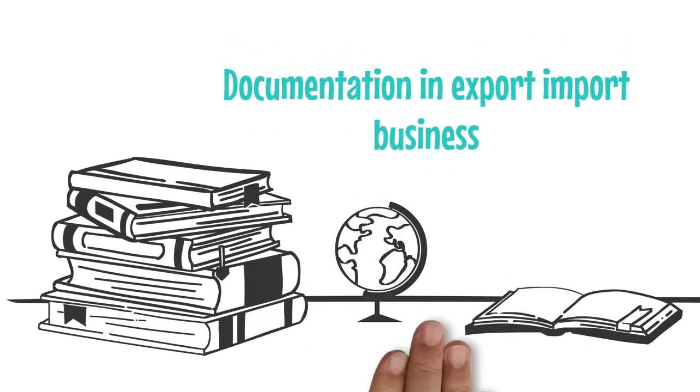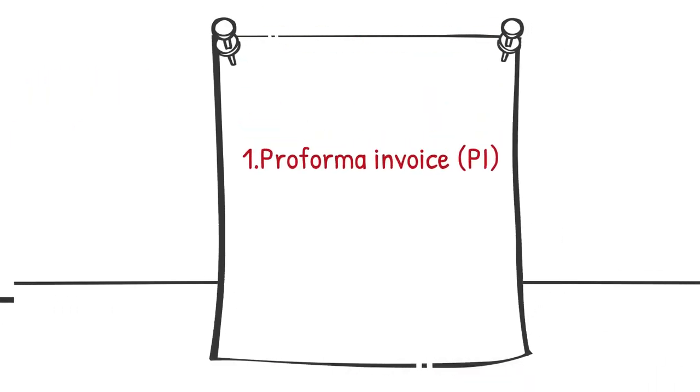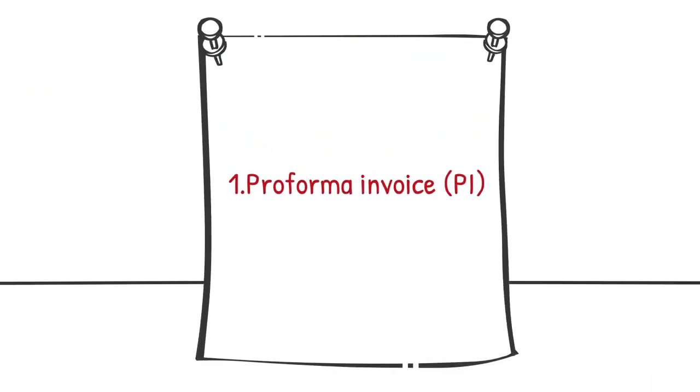Part 2. Documentation in Export-Import Business. 1. Proforma Invoice, PI. This document will state the value per unit for the goods, and the total value of the goods exported. Also, the exporter and importer details are stated. There is no formal format for the Proforma Invoice. Make sure all the needed data is stated.